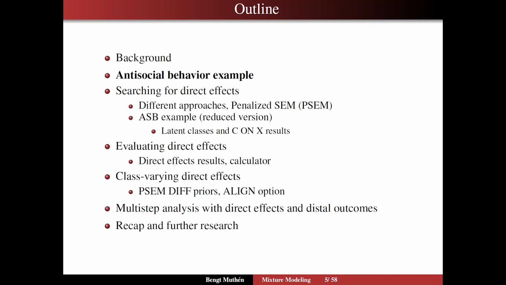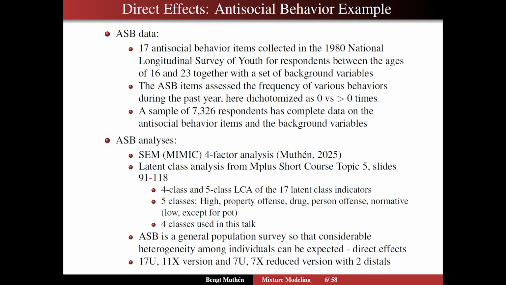Turning to the outline on slide 5, we're now going to present an example that we're going to use throughout, the antisocial behavior example that we also used in Webtalk 8. So here's the data set on slide 6. We have 17 antisocial behavior items, which constitute the binary latent class indicators, because we dichotomized the frequency of various behaviors during the past year. And we have a little over 7,000 respondents, and there's no missing data in this data set.